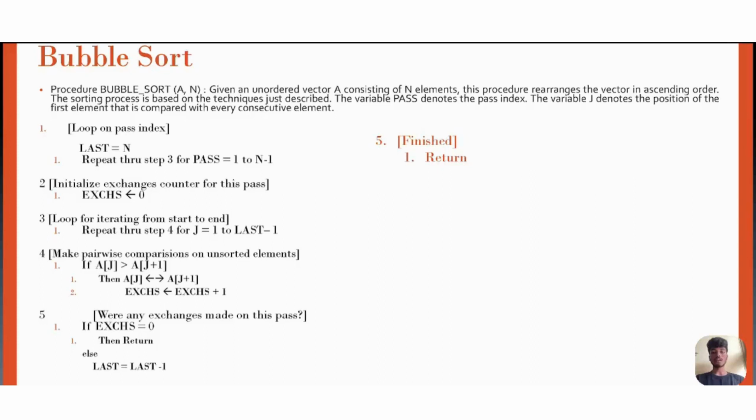If a of j is greater than a of j plus 1, then exchange a of j and a of j plus 1. If no exchanges were made on this pass, then terminate and return.